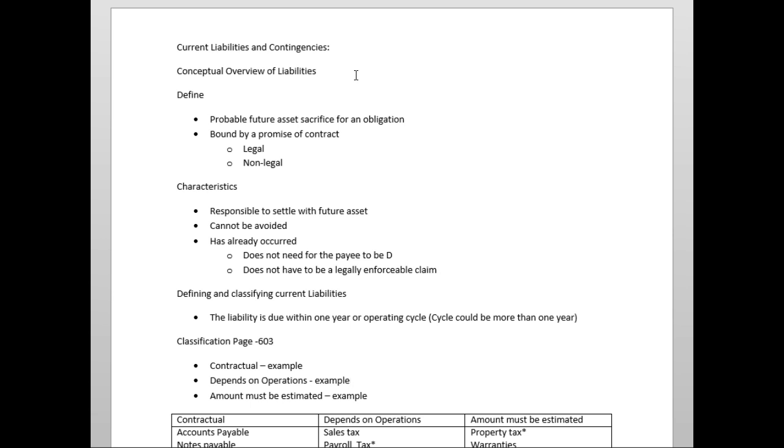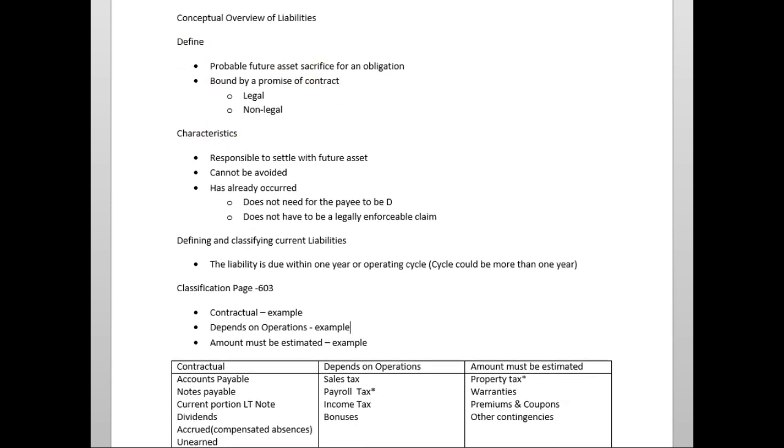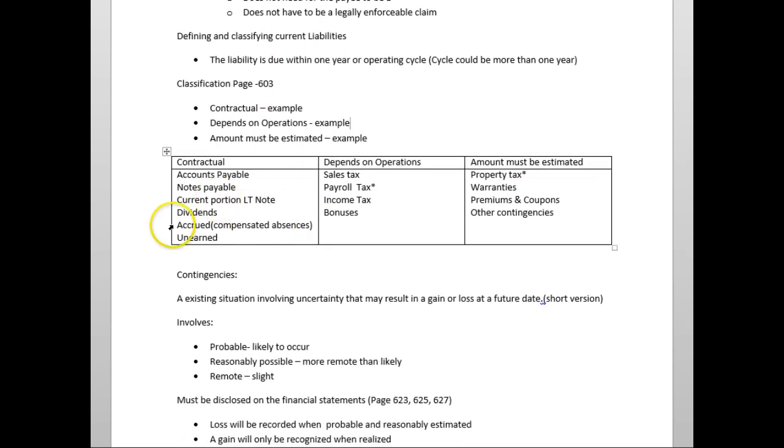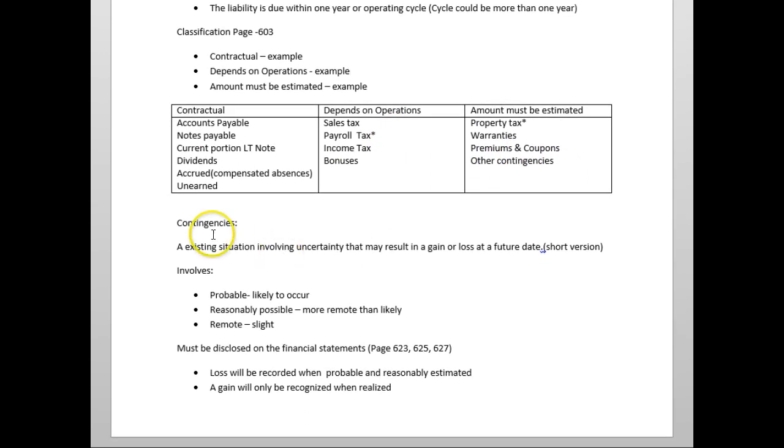So this week we're going to look at the conceptual overview of a liability. First we're going to define it. We're going to look at the characteristics. We're going to define the classifying current liabilities. We're going to look at each area: contractual, depends on the operations, and the amount to be estimated for a current liability. And finally, we're going to look at contingencies.